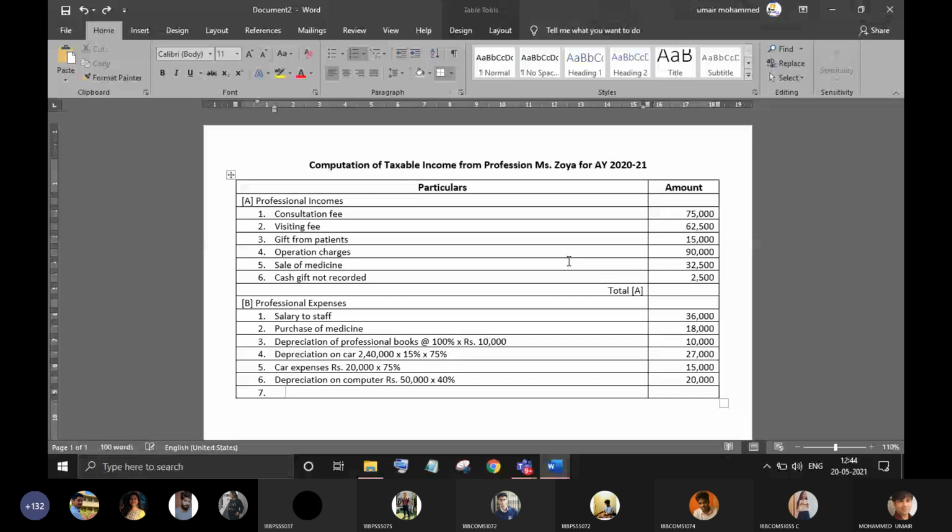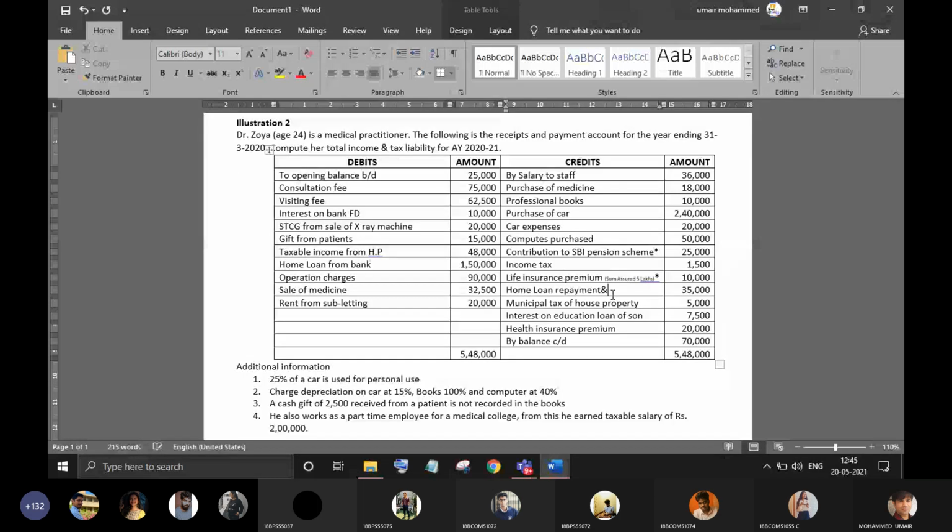Municipal rent of house property, nothing to do with this. Interest on education loan of son, this also nothing to do with profession. Health insurance premium has also nothing to do with profession. So don't get confused saying that, okay, since it's a doctor, so health insurance has to do something. No. Health insurance premium is a personal expense, right? It's not a professional expense, so we don't take this also.